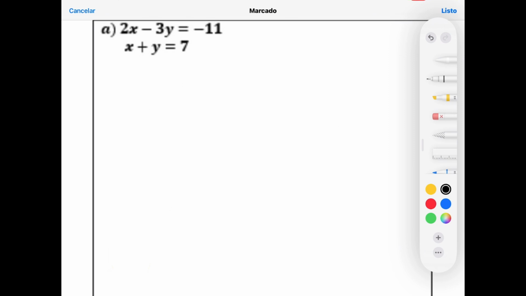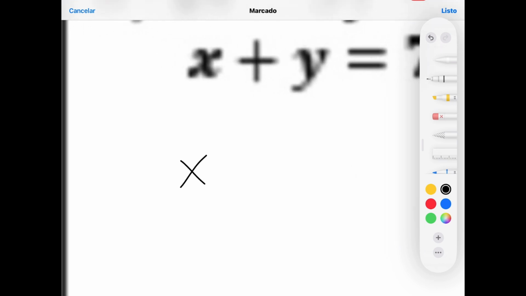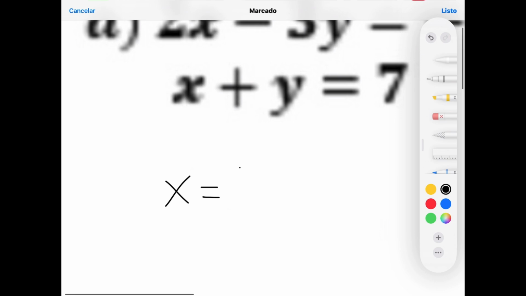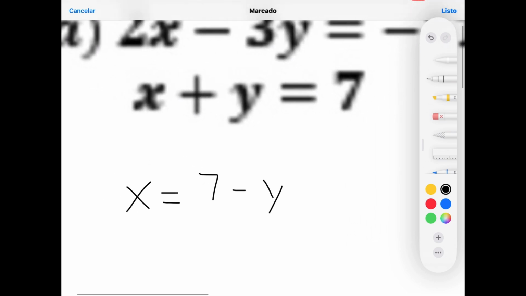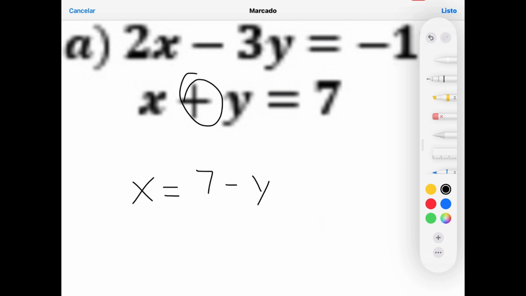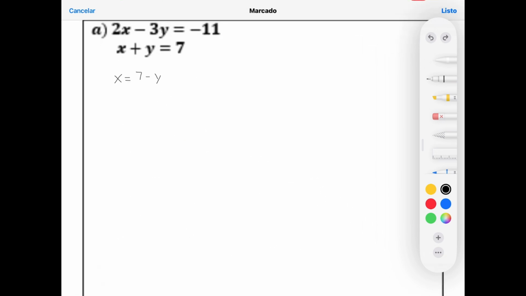There are some steps we need to follow. Step 1 is to isolate one of the unknown variables in one of the two equations, mostly the easiest one. In this case, I'm going to isolate x. So x equals 7 minus y, because y is added here, and so I pass it subtracting since it's the opposite.